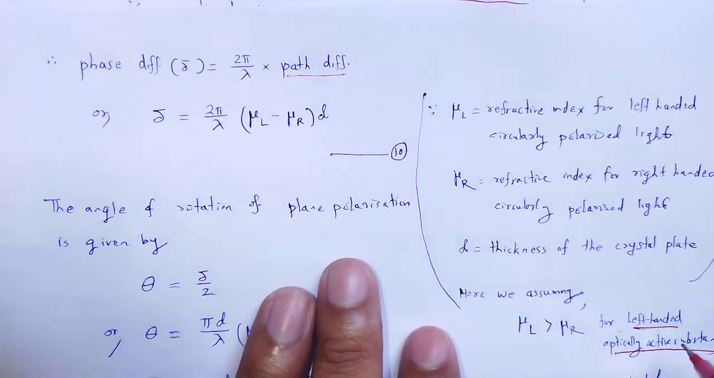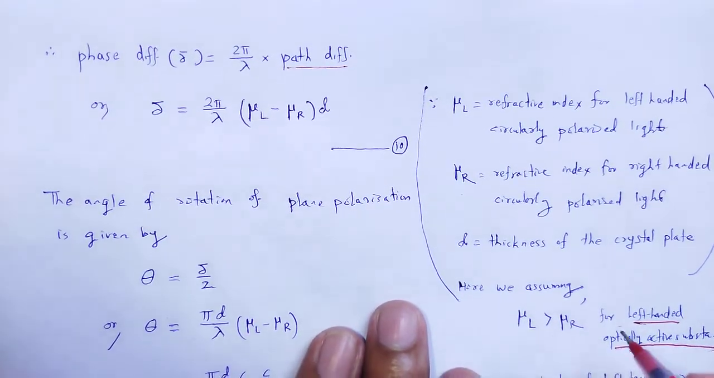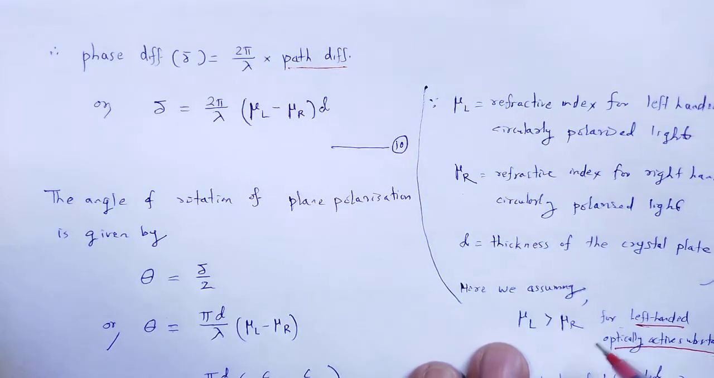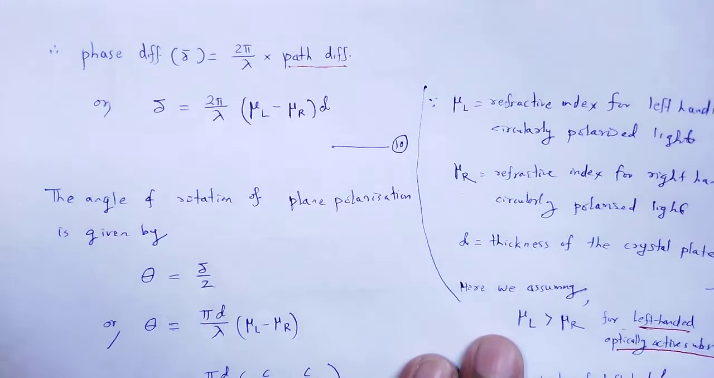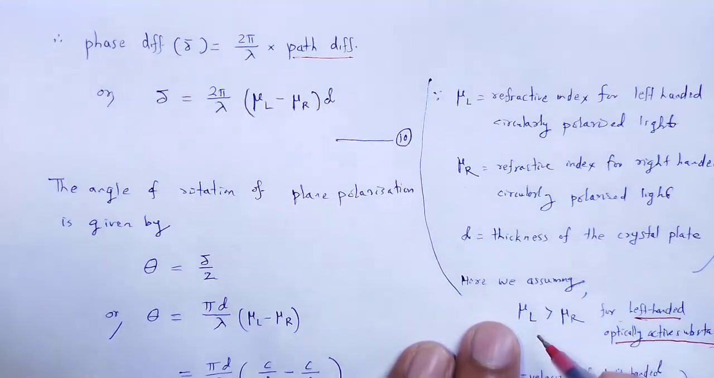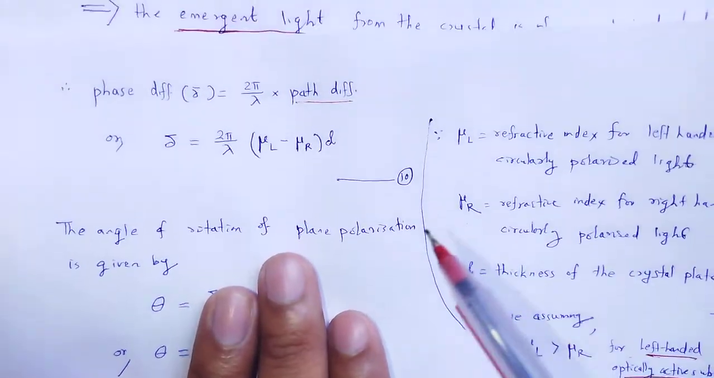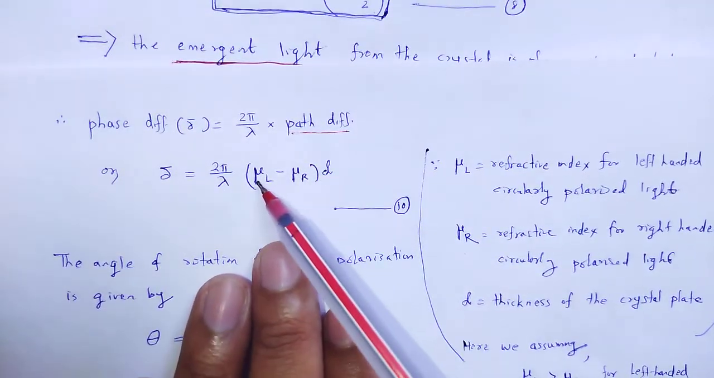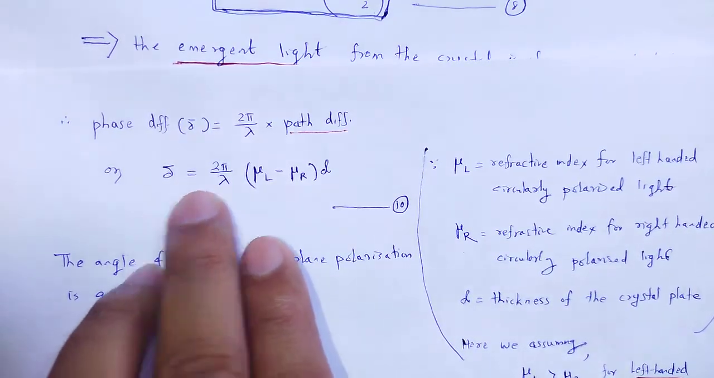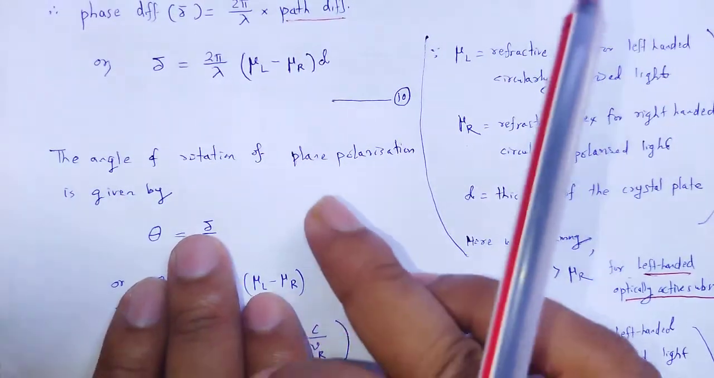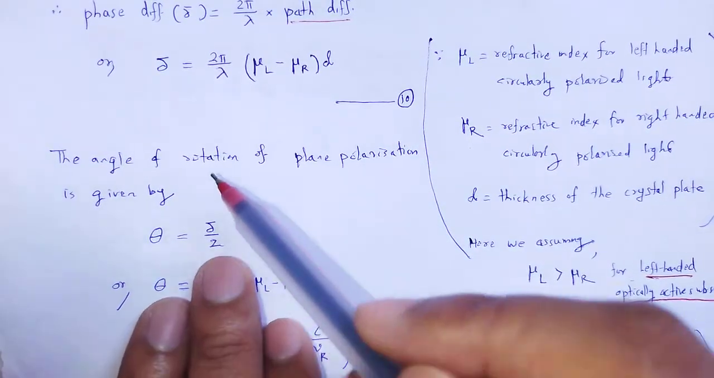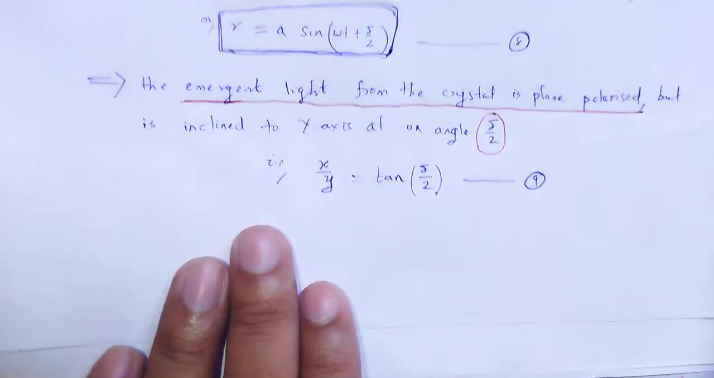For a left-handed optically active crystal, the velocity of the left-handed component is greater than the velocity of the right-handed circularly polarized component. Here mu L is greater than mu R as we have taken, therefore the path difference will be mu L minus mu R into D. This is the phase difference expression. So the angle of rotation of the plane of polarization, that is theta, is equal to delta by 2.